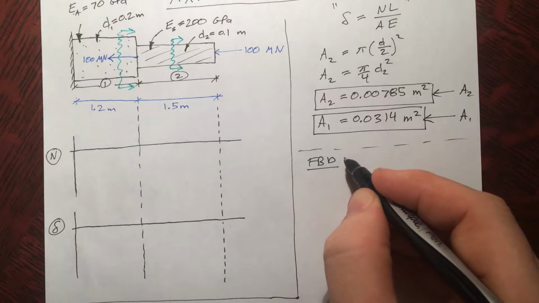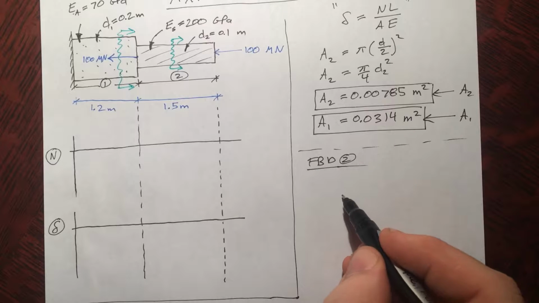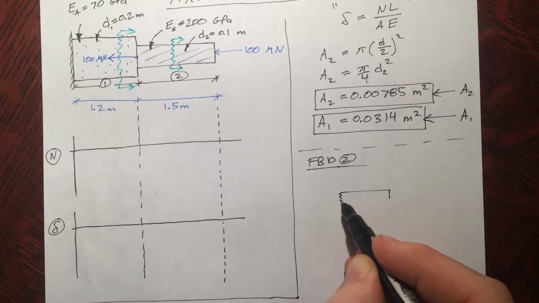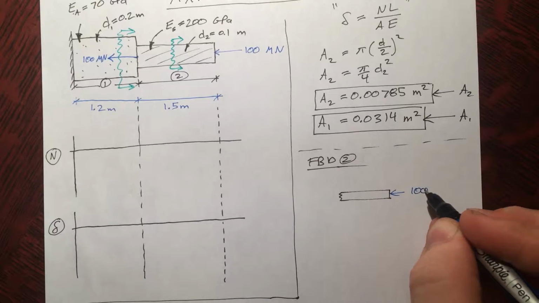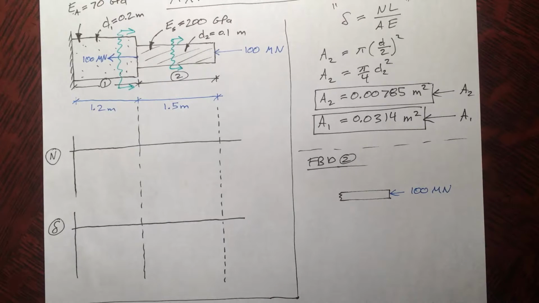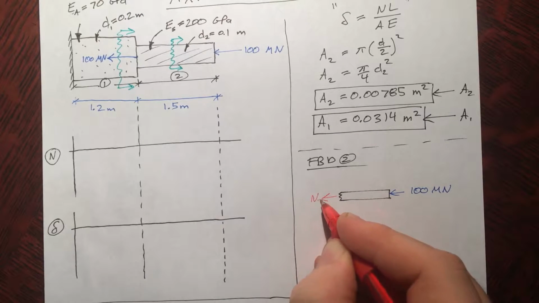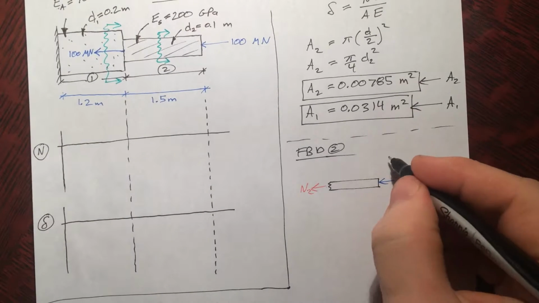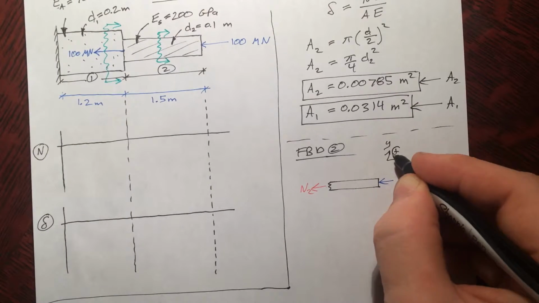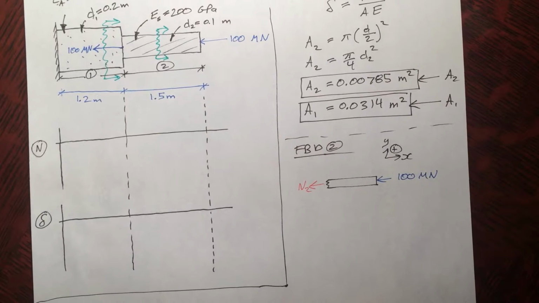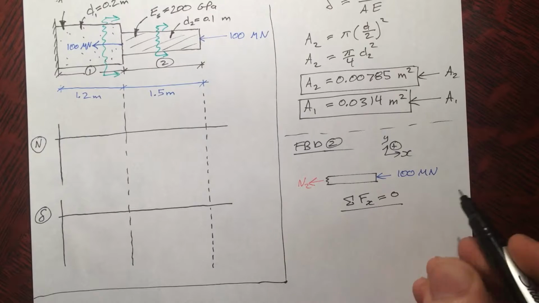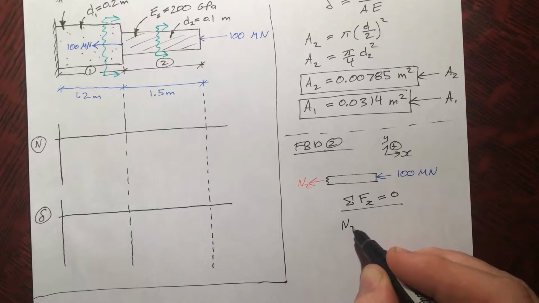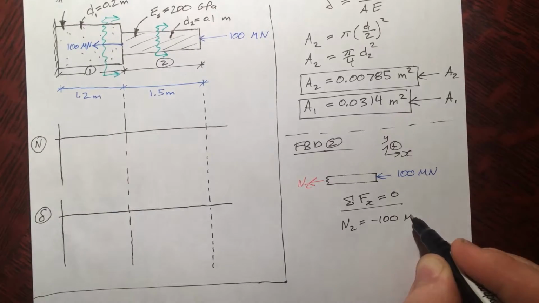Alright, let's do section 2 here. We have an applied force here, 100 meganewtons. That's a lot of newtons. And of course, we're going to have an internal reaction here, N2. Don't forget your directions, always important. Somebody reading your work doesn't know what you mean when you say sum of the forces in the x. So we can see N2 equals negative 100 meganewtons.